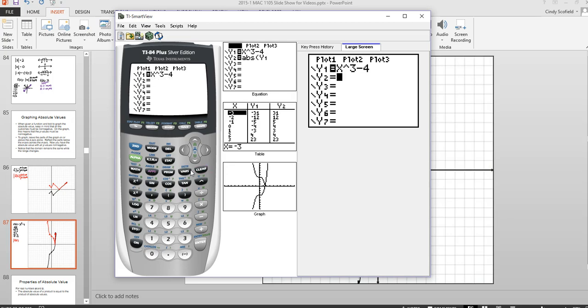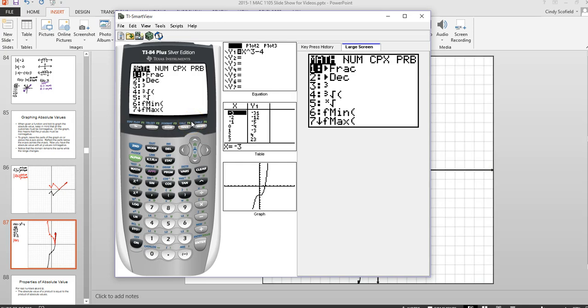Oops, I'm trying to do a parenthesis there, sorry. Let me do that again. I was trying to use my keyboard. I probably should just use the calculator.